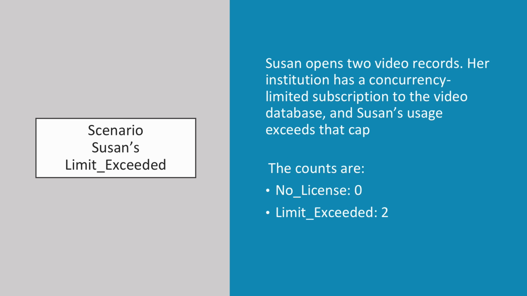By contrast, let's assume that Susan is undertaking the same search and her institution has a concurrency-limited subscription to the video database. If Susan's usage exceeds that cap, the counts would be limit exceeded 2 rather than no license 2. Just like no license, however, high limit exceeded counts may suggest that Barbara should investigate the costs of increasing the concurrency cap for the video database so that more users can access it simultaneously.